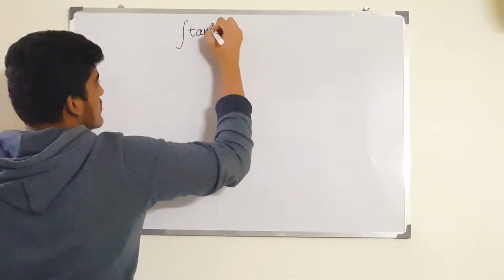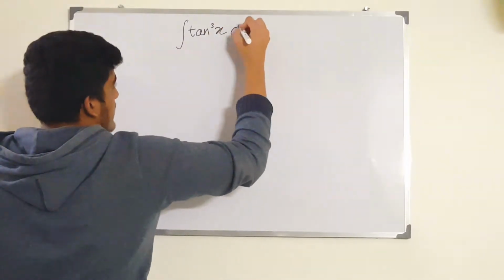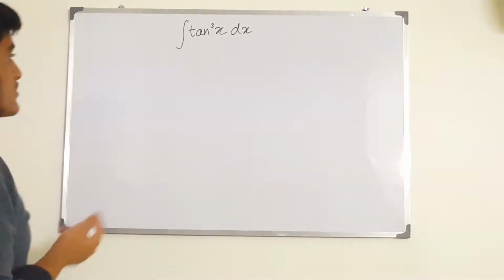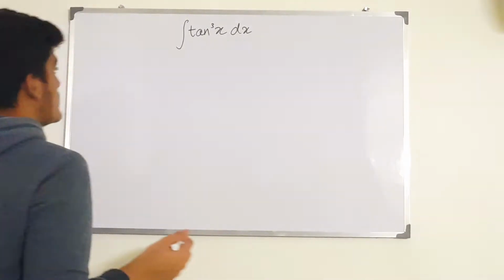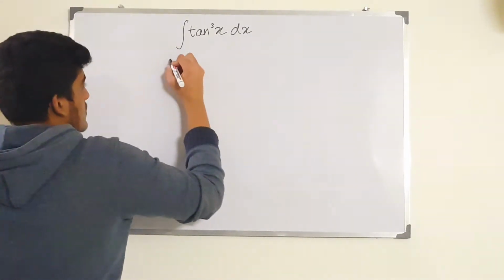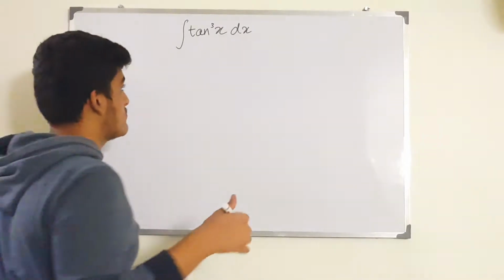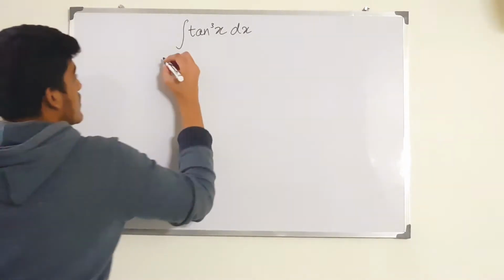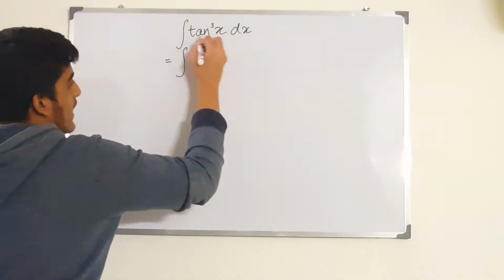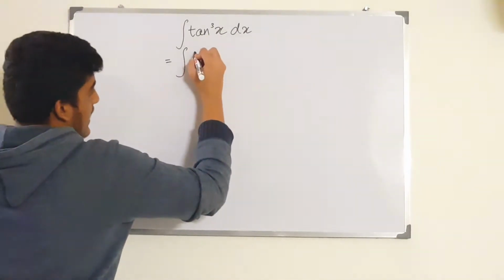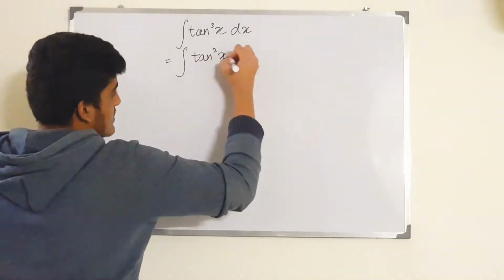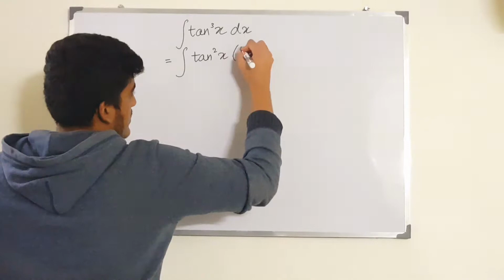The integration of tan cube x dx. If you want to solve this sum on your own, you can pause the video. If not, just continue watching, and maybe watch after you've solved. We can write tan cube x as tan square x multiplied by tan x.